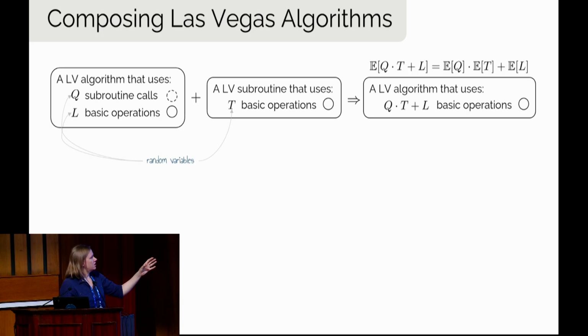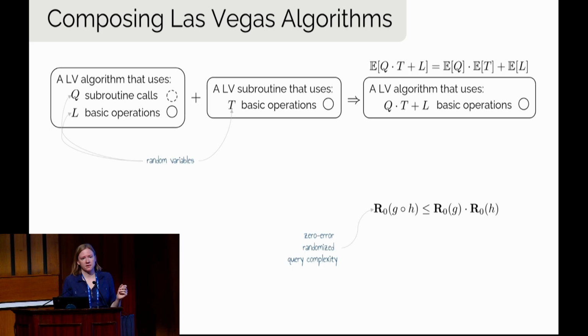Okay, and we can use this to show something rather simple and concrete, which is we can show an upper bound on the zero error randomized query complexity of composed functions. So let me say what these things mean. The zero error randomized query complexity of a function f is the minimum number of input queries, so times you sort of read a bit of the input, needed by any Las Vegas algorithm for f.